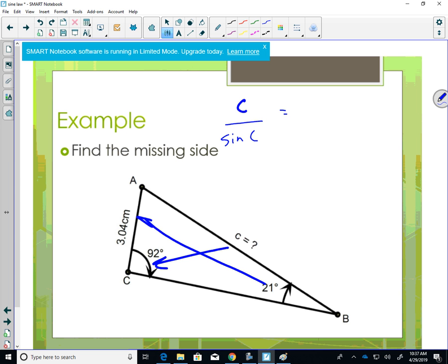Equals, now what's the other part that I do have? I got the b's, don't I? But it's little b on top. I'm going to put little b over sine B. If you want to do that to sort of start your thinking process, then you go right ahead. Then you're going to write c over sine C. What's the angle C? 92. Make sure you go sine 92.